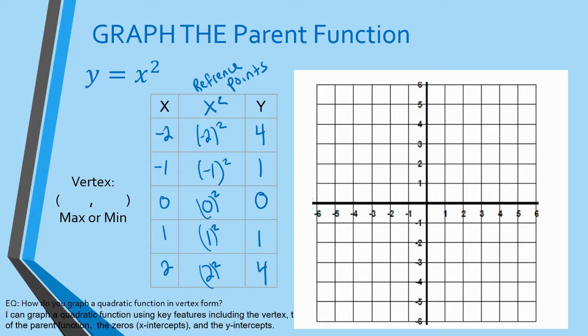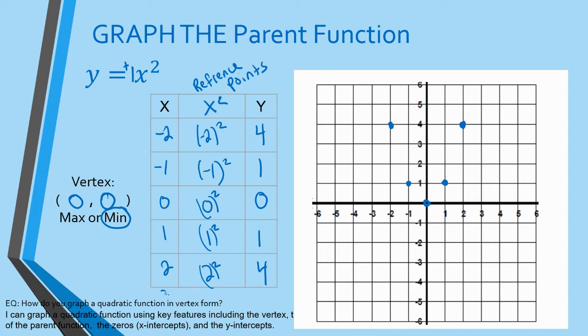And here we know our vertex is going to be at 0, 0. And since there is a 1 in front, it's positive. It's going to actually be the minimum because we're going to open up. All right, so we're going to go 0, 0 over 2, or sorry, right 2, up 4. 1, 2, 3, 4. Left 1, up 1. Left 2, up 4. 1, 2, 3, 4.